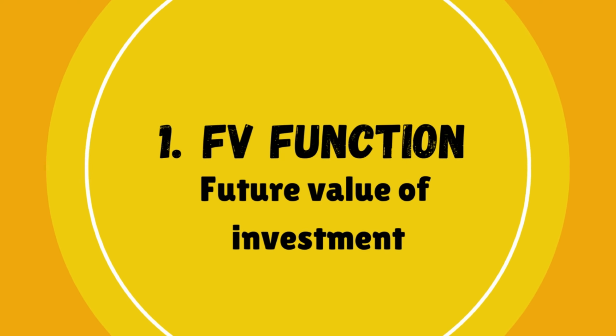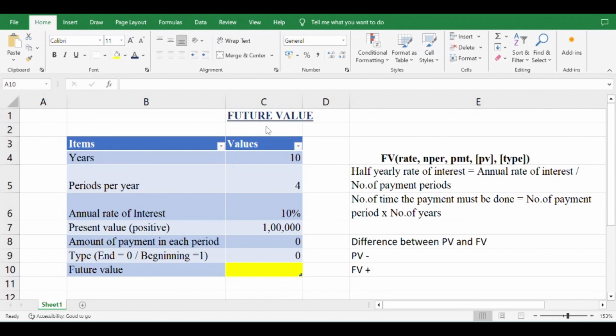So, the first function we'll be looking into is the FV function, which stands for the future value of the investment. It basically shows how much the future value will be of your investment that you have invested today. So, here's the basic formula. FV, the name of the function, in brackets, the rate, which is the interest rate, then NPER, which is the number of payment periods, and then there's PMT, which is the amount of payment that you have to make, and there's PV, which is the present value of the investment, and then there's type with a close bracket at the end.